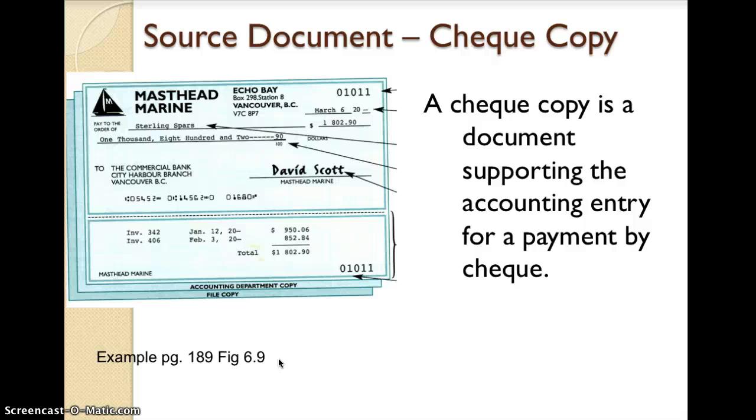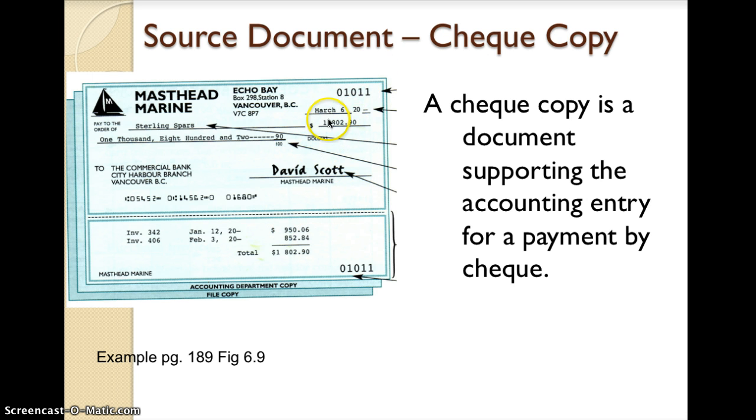A check copy is a document supporting an accounting entry for a payment by check. Checks may be issued for many reasons, such as cash purchases, wages, owner's withdrawals, and payments on account. If the check is made for a cash purchase, a bill or receipt is also needed to support the accounting entry.